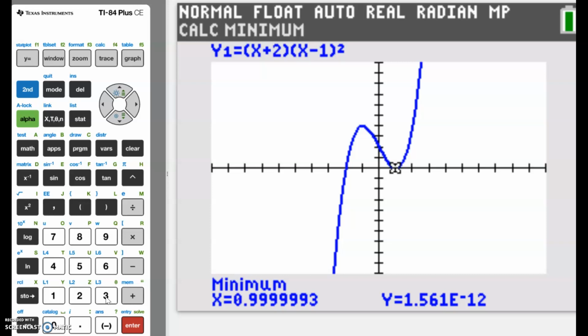But in this case, we can see that the x value is approximately 1, and the y value is a very small number. Remember that e to the -12 is the same thing as scientific notation 10 to the -12, so it's a very small number. For our purposes, the x value is 1 and the y value is 0. That confirms the idea that I thought it was an x-intercept.